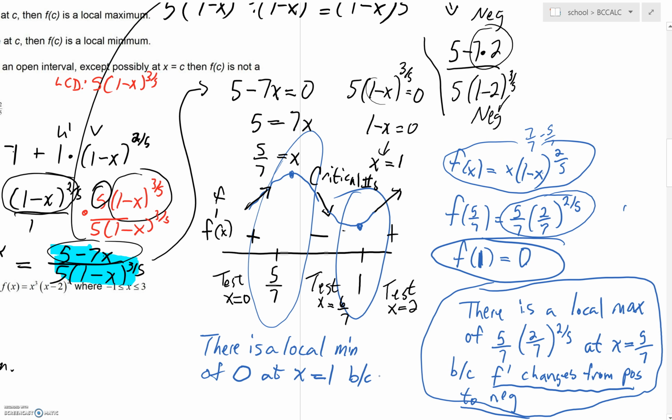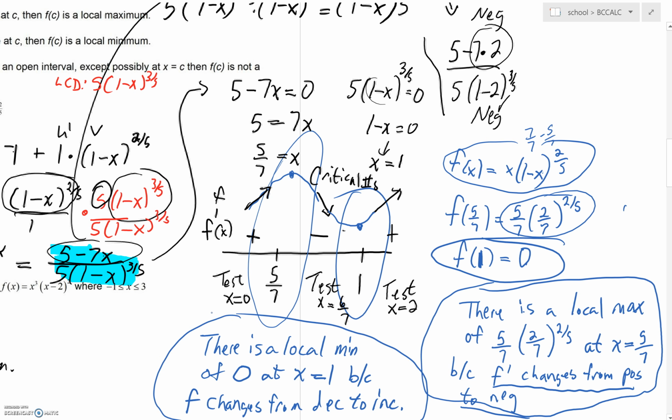We could say because f prime changes from negative to positive, I'm going to write it in a different way. I'm going to say because f changes from decreasing to increasing. So you can justify in either one of those ways. You can talk about the first derivative changing sign, or you can talk about f changing from increasing to decreasing or decreasing to increasing.